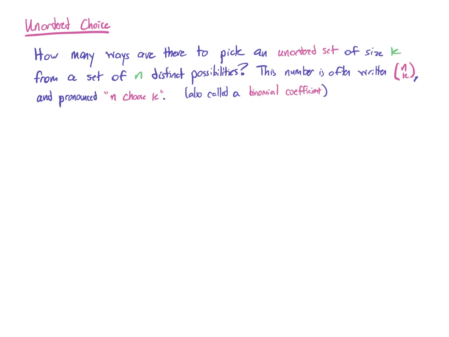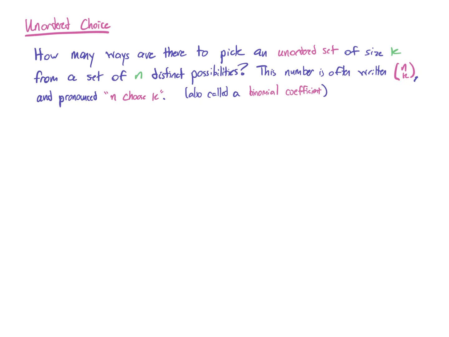So let's introduce this idea formally. I want to know how many ways there are to pick an unordered set of size k from a set of n distinct possibilities. Now, this number is important. It has a special name. It's often written with two tall parentheses, with n on top and k underneath. This is not a fraction. There's no line in the middle here. It's just two tall parentheses, n on top, k underneath.